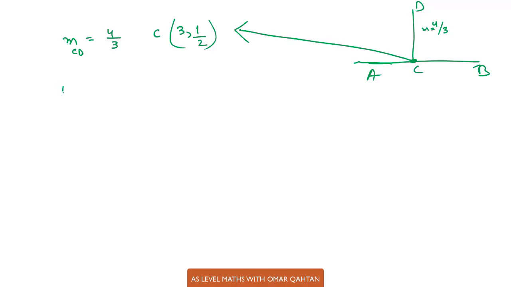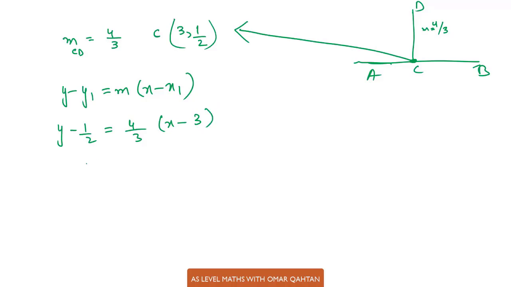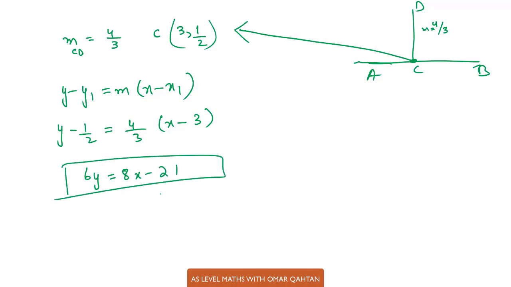Now we'll just apply our general equation, that is y minus y1 equals m times (x minus x1). So y minus 1/2 equals 4/3 times (x minus 3). Alright, so upon solving we get 6y equals 8x minus 21. So this is the required equation of the perpendicular bisector.